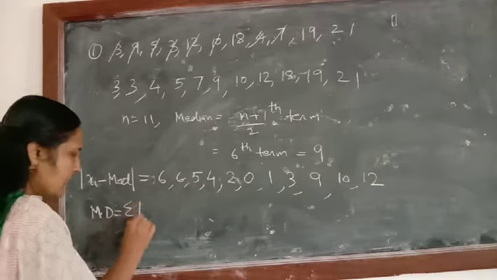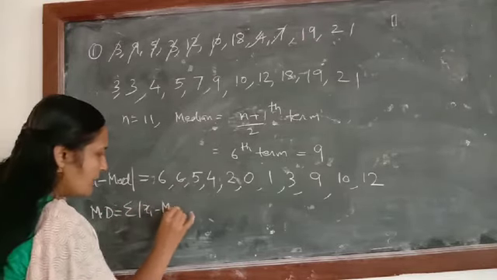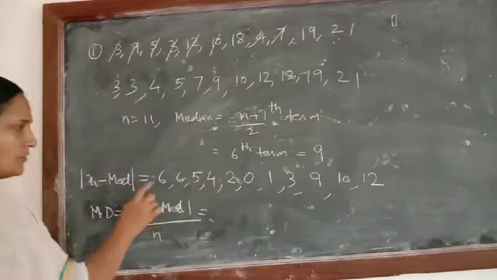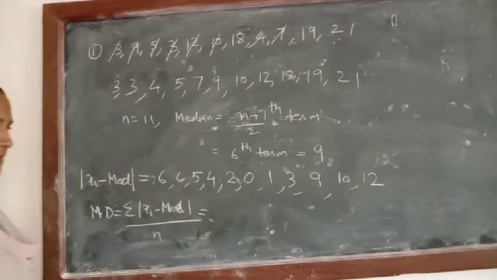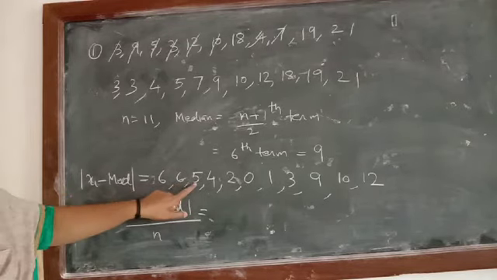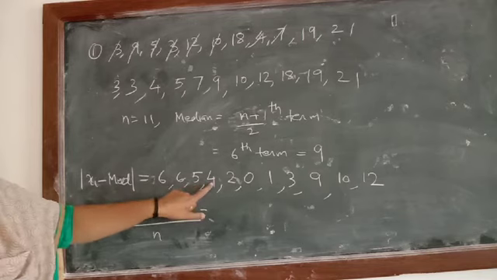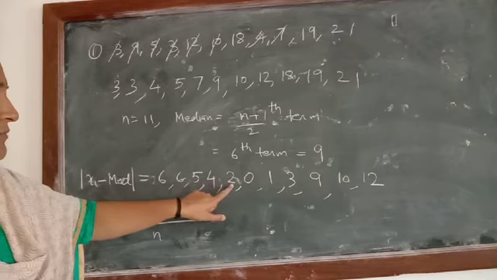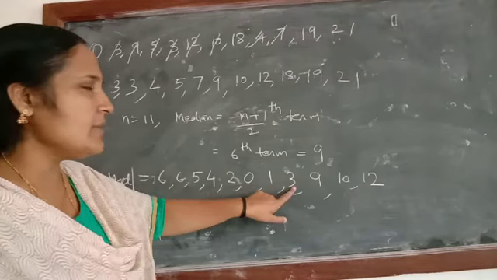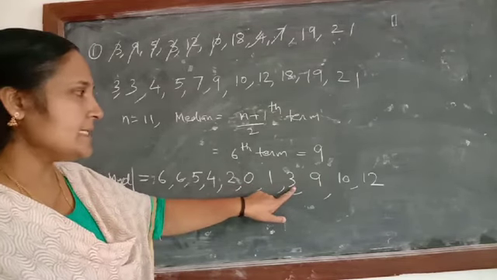Mean deviation is equal to sigma modulus of xi minus median by n. Now you have to add all these observations. So just to check, after addition what will come? 6 plus 6, 12. 12 plus 5, 17. 17 plus 4, 21. 21 plus 2, 23. 24. 24 plus 3 will be equal to 27.